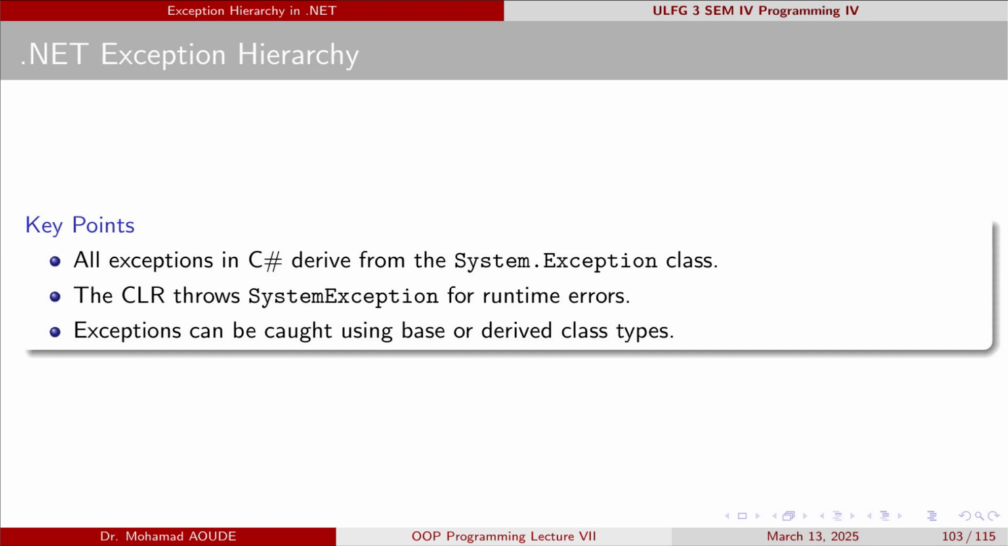All exceptions in C# inherit from the base class System.Exception. The Common Language Runtime (CLR) throws exceptions derived from SystemException for system-level failures. You can catch both base types and specific derived exceptions, depending on how granular your error handling needs to be.